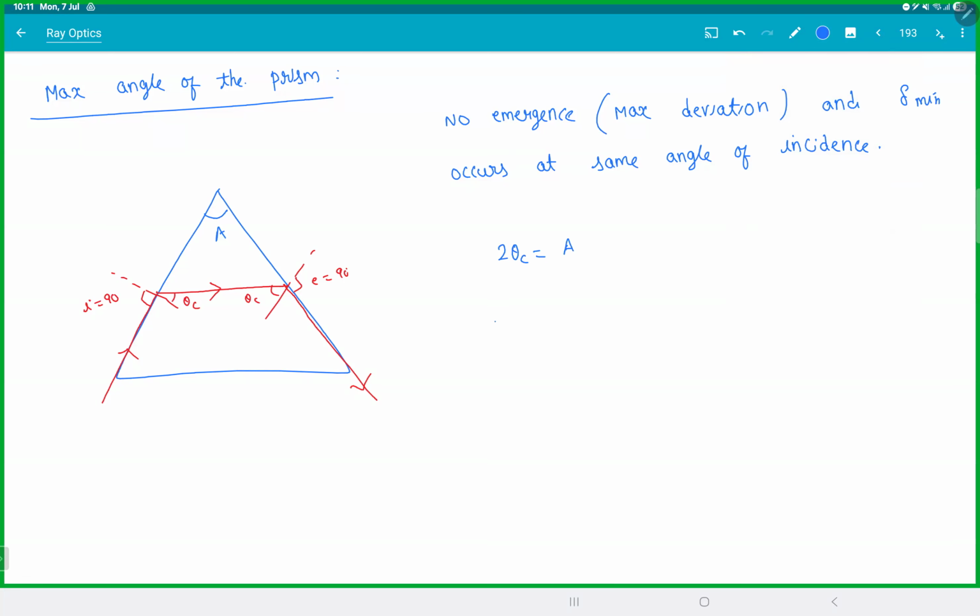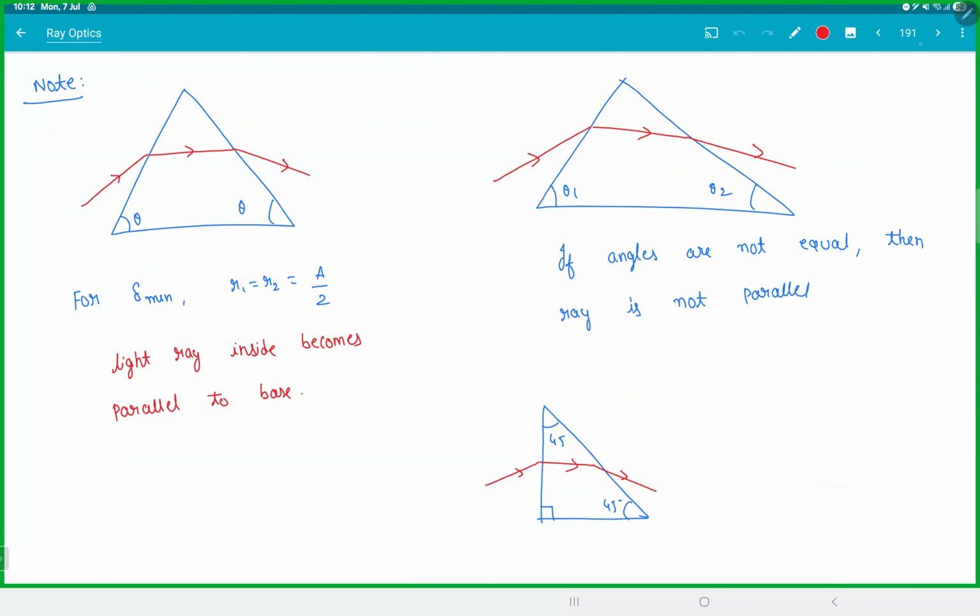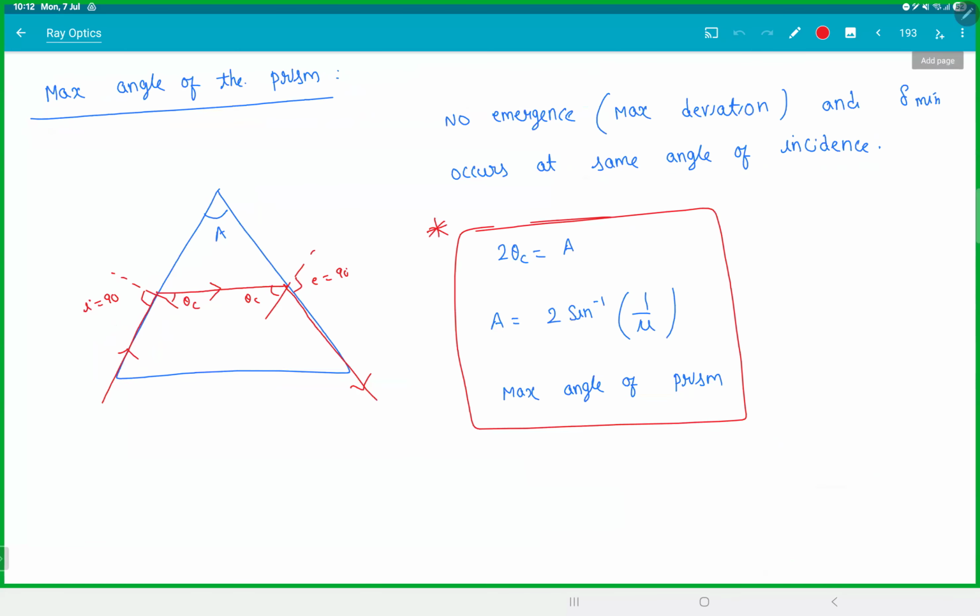2 theta critical is A, and so A will be 2 times sin inverse 1 by mu. This is your max angle of the prism. If the angle of the prism is greater than this, you will not get a ray from the other side. No matter what angle you send, the other side will get a TIR. So these words you should know. Till here it is fine standard stuff, but no emergence, max angle of the prism. So if you don't know these words, you will not understand what they're trying to ask.